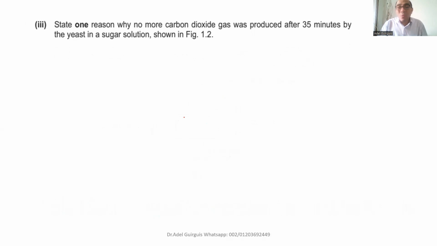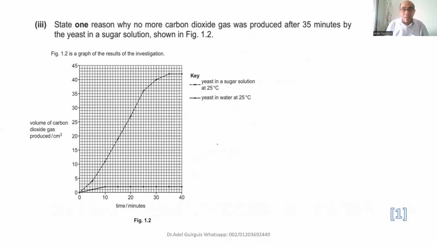Now, state one reason why no more carbon dioxide gas was produced after 35 minutes by the yeast in sugar solution shown in figure 1.1. Here's a graph. Where is 35 minutes? Here. Draw a perpendicular line by ruler. After 35 minutes, this area is flat, a plateau.